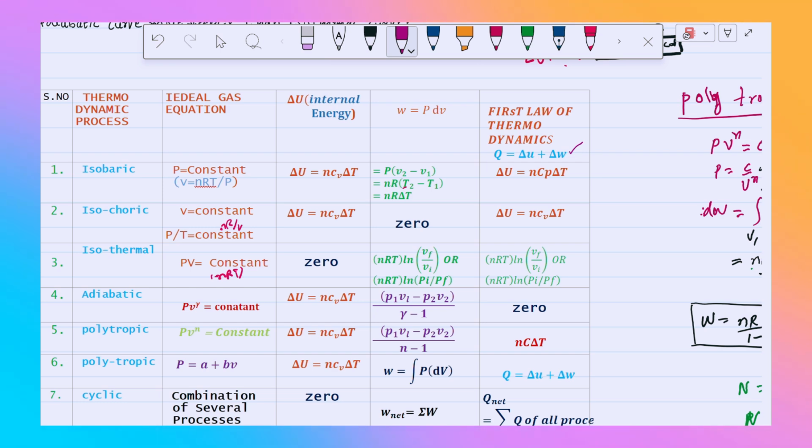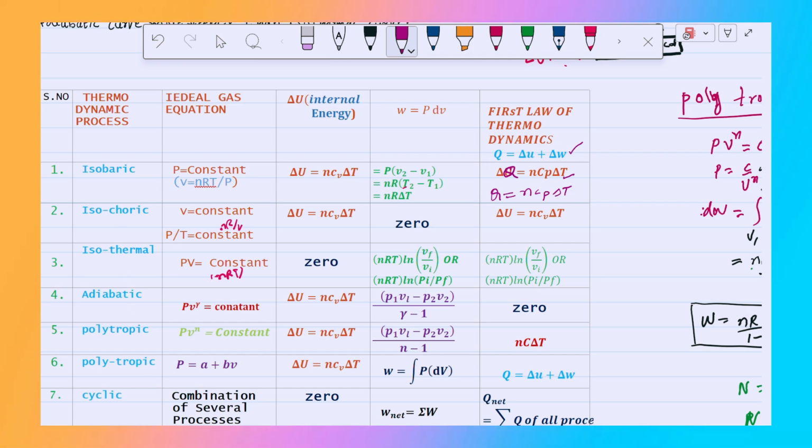In isobaric, the work done is equal to nR delta T, and here the Q is equal to nCP delta T. Also I can write dQ is equal to nCP delta T. You can see Q is equal to dU plus dW, nCV delta T plus nR delta T. So CV plus R, that means CP, nCP delta T.